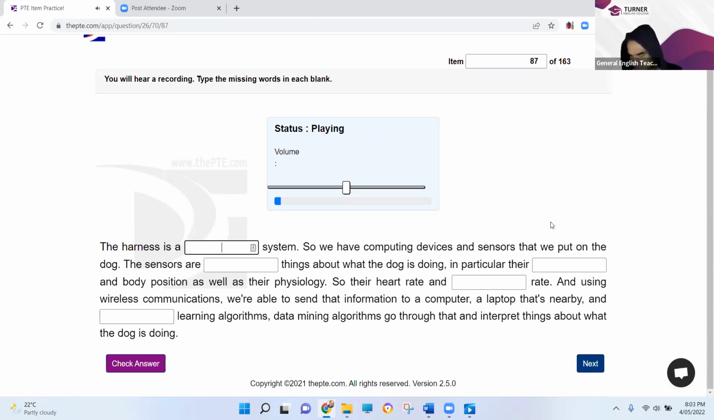The harness is a wearable system. So we have computing devices and sensors that we've put on the dog. The sensors are monitoring things about what the dog is doing, in particular their movement and body position, as well as their physiology, so their heart rate and respiratory rate. And using wireless communications, we're able to send that information to a computer or laptop that's nearby, and machine learning algorithms, data mining algorithms go through that and interpret things about what the dog is doing.